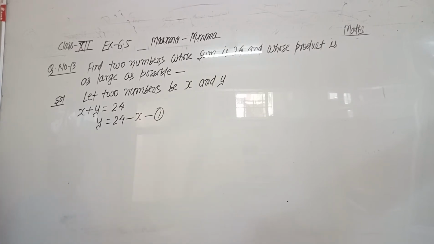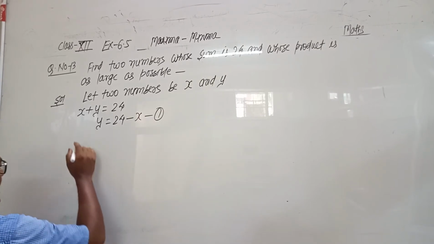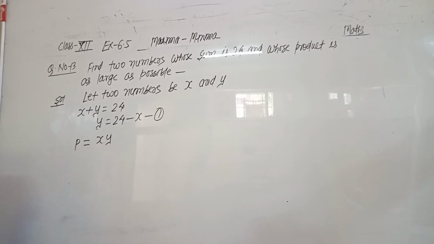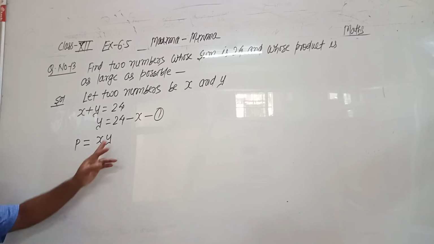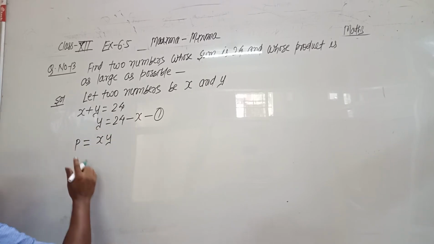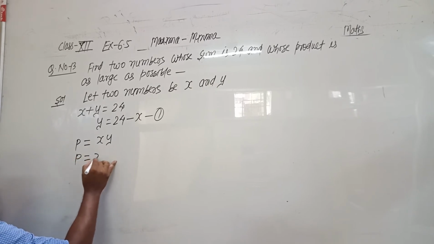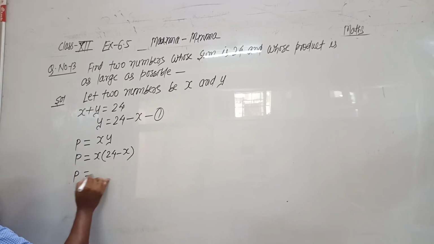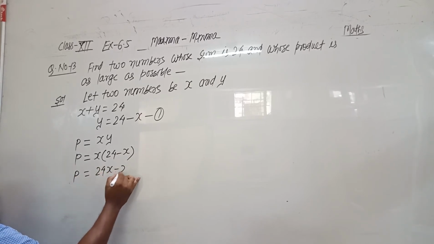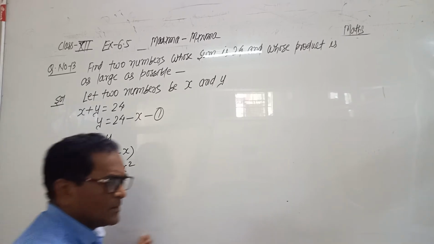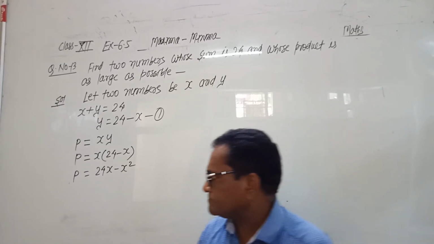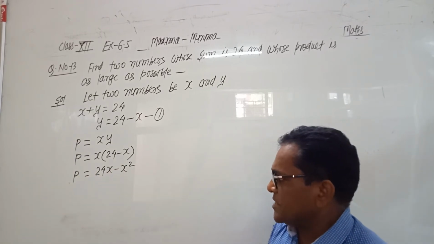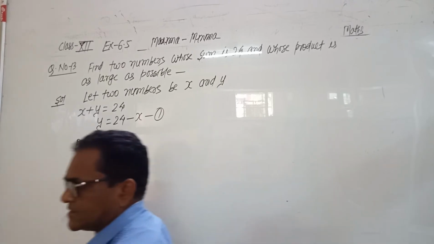And the product is to be as large as possible. Let P be the product. The product of two numbers means x into y. Now put the value of y from the first equation. So we get P equals x into 24 minus x, so P equals 24x minus x square. So we determine the function, the product of the two numbers: P equals 24x minus x square.